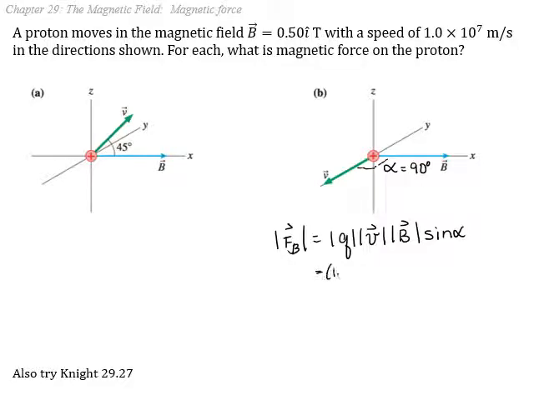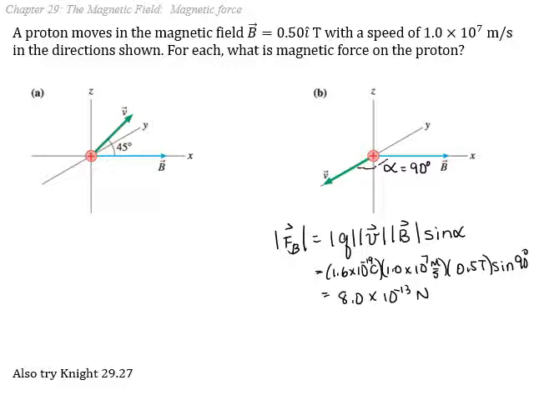Let's go ahead and put our numbers in. Q is the charge on the proton, 1.6 times 10 to the minus 19 coulombs. V is the magnitude of the speed, 1 times 10 to the 7 meters per second. B is the magnitude of the magnetic field, 0.5 teslas. And we're multiplying that by the sine of 90 degrees. All that through the calculator gives us 8 times 10 to the minus 13 newtons. To get our direction, we do the right-hand rule. Your thumb goes with your velocity, so it should be pointing right at your face.